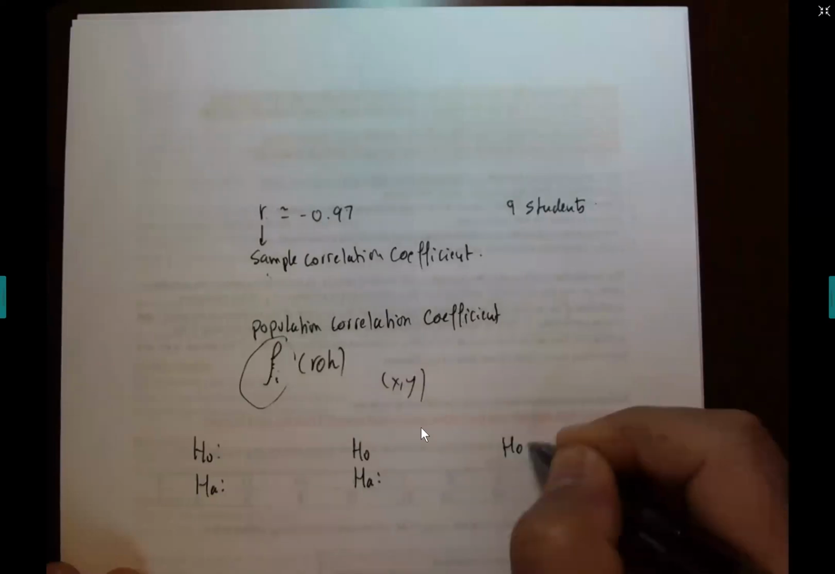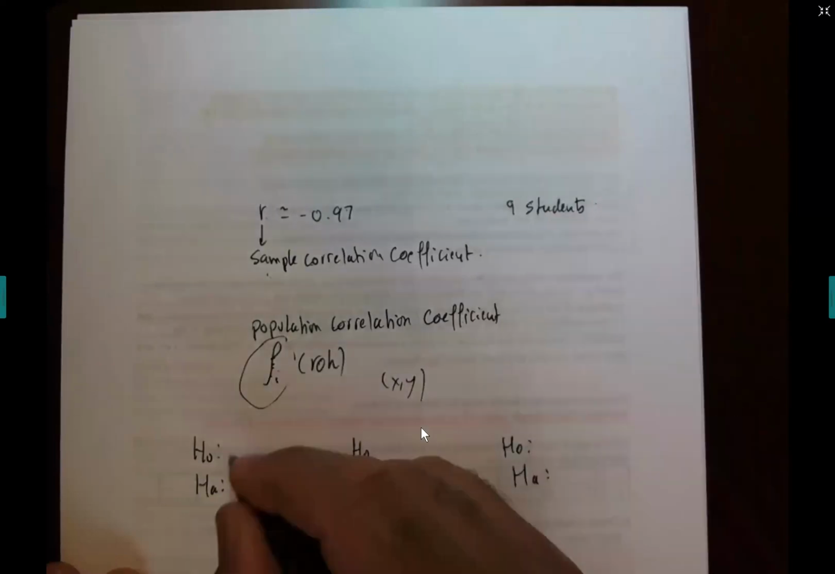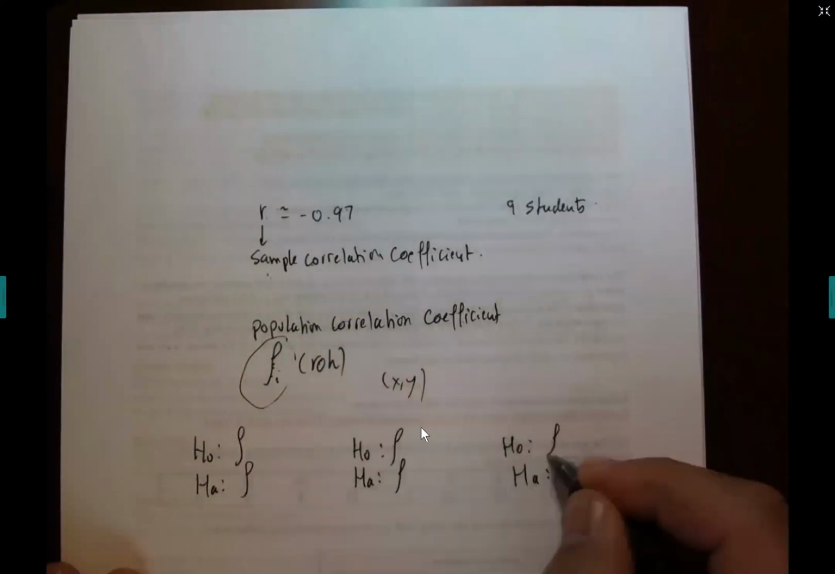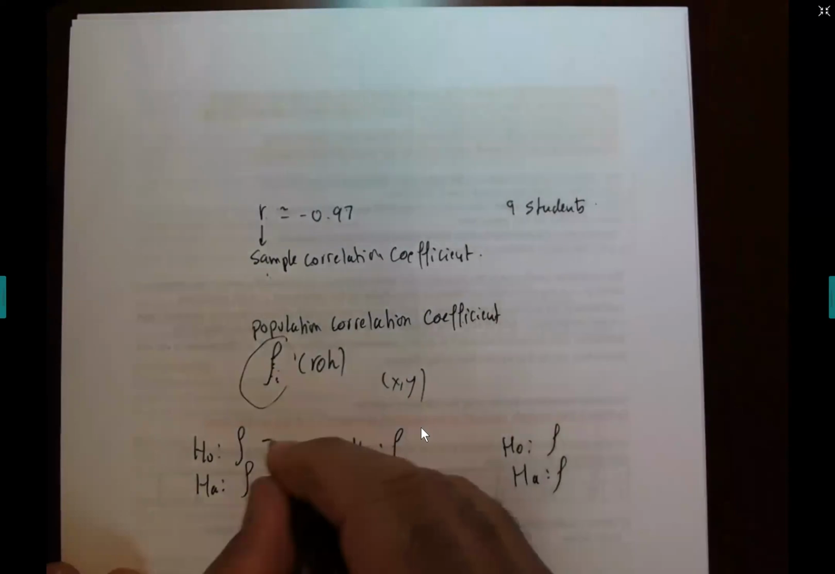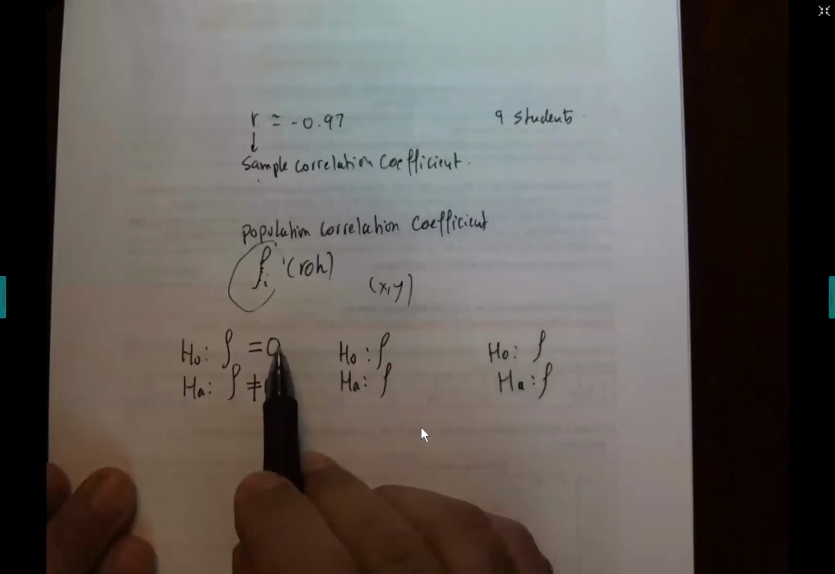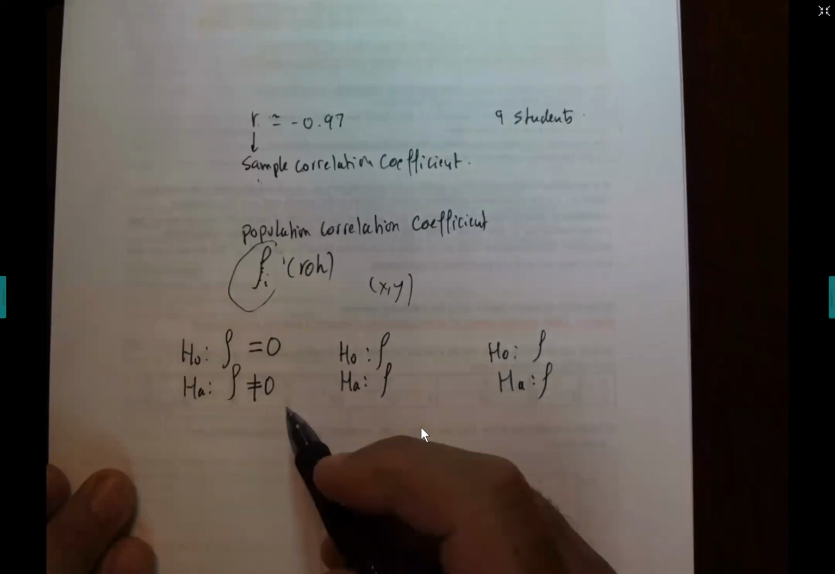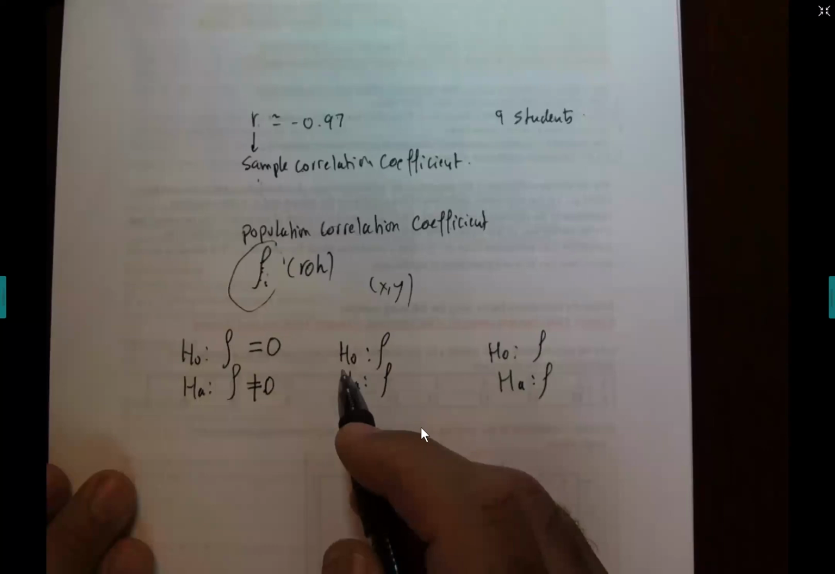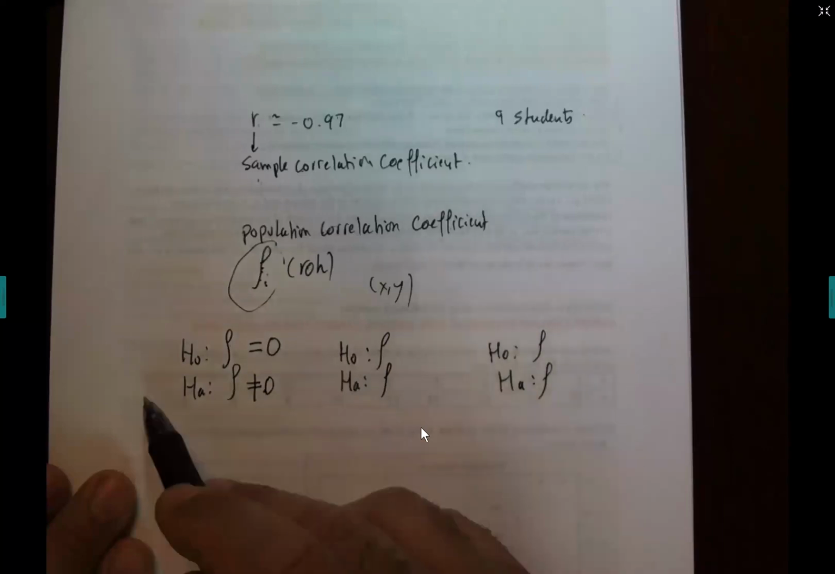Watch. Okay. Equal to 0, not equal to 0. That's 1. Rho equal to 0 means there is no correlation, because remember, when R is close to 0, the correlation is weak. This means rho is away from 0. It could be to the right of 0 close to 1, or to the left of 0 close to -1. So here we have correlation.